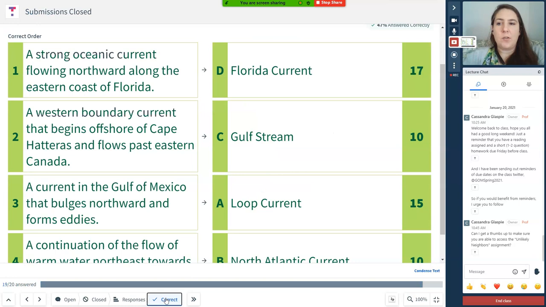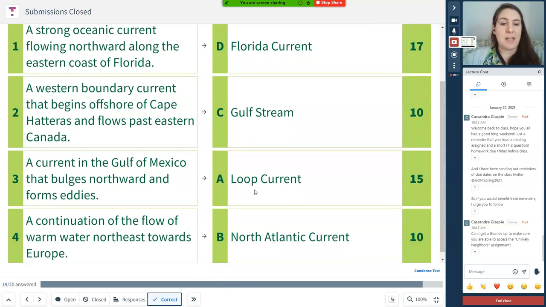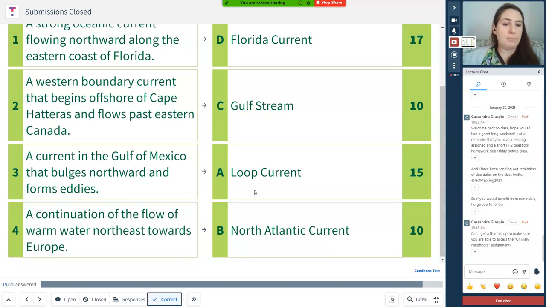So the correct answers were: a strong oceanic current flowing northward along the eastern coast of Florida is the Florida Current. A western boundary current that begins offshore of Cape Hatteras and flows past eastern Canada would be the Gulf Stream. A current in the Gulf of Mexico that bulges northward and forms eddies would be the Loop Current. And a continuation of the flow of warm water northeast towards Europe would be the North Atlantic Current. Nice job.